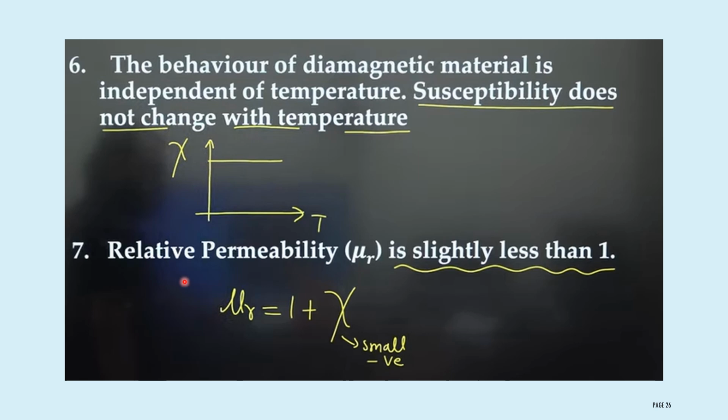Seventh property, relative permeability mu r is slightly less than 1. You know the formula, relative permeability mu r is equal to 1 plus zeta. Already you know the zeta value is slightly negative, so 1 minus a small number gives a value less than 1. Therefore, relative permeability mu r will be slightly less than 1.